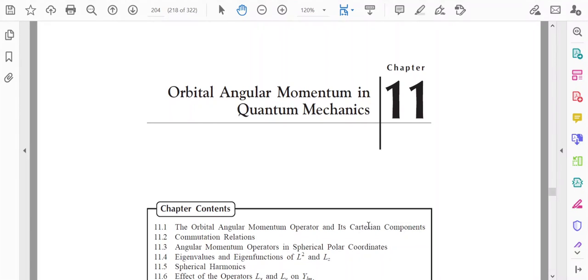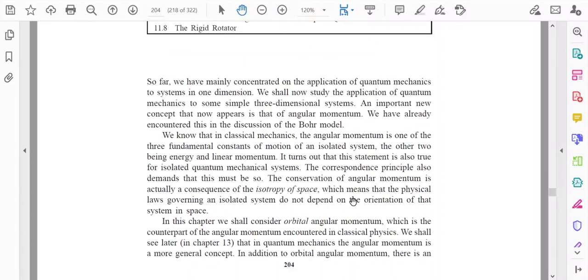In this lecture, we will discuss the basic concept regarding orbital angular momentum in quantum mechanics, and the content of the lecture is from the textbook of M.C. Jain. Now, what is orbital angular momentum?